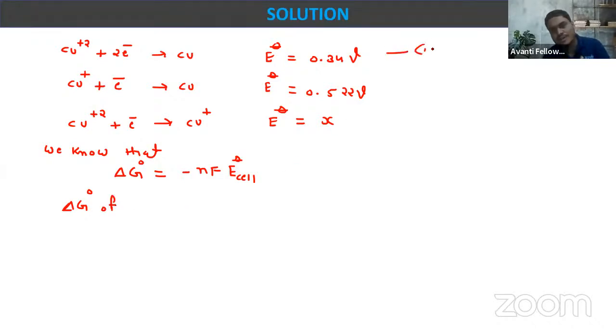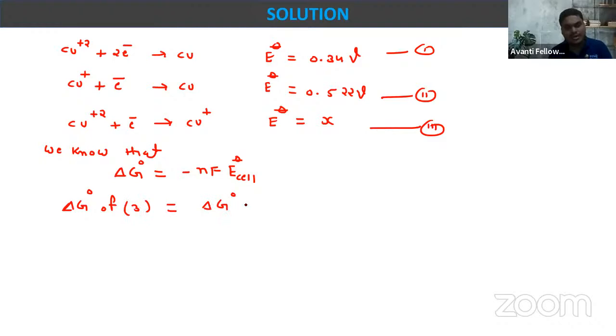This is equation number 1, this is equation number 2, and this is equation number 3. So delta G naught of equation 3 is equal to delta G naught of equation number 1 minus delta G naught of equation number 2. Just put the value. What is n for equation number 3, beta? Can anyone tell me what is n? Yes, participate. What is the value of n here?